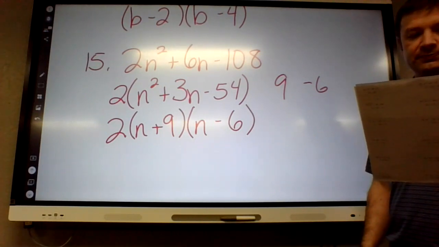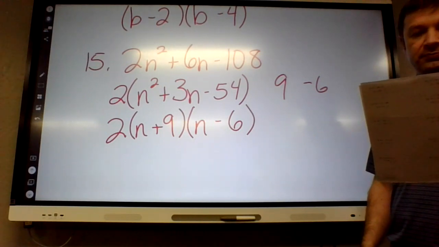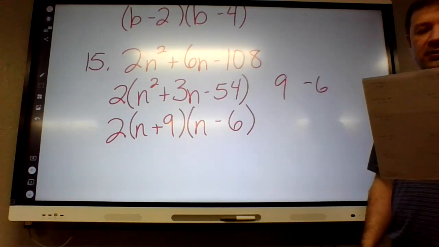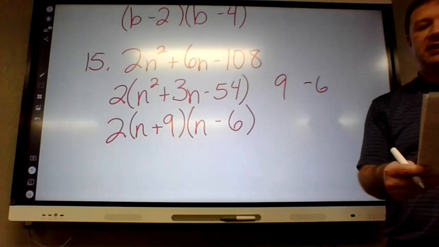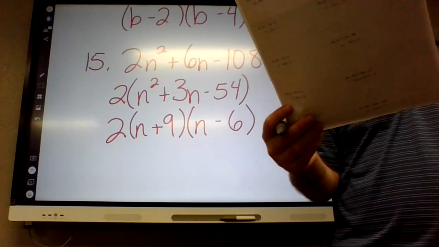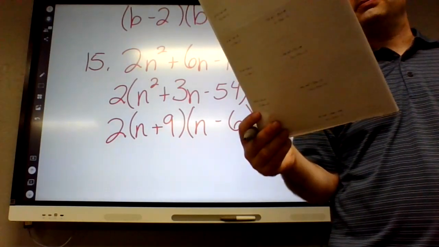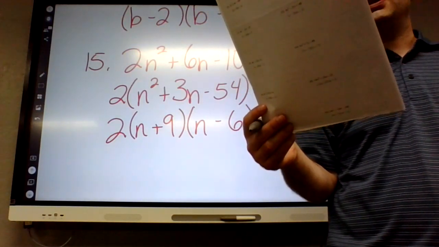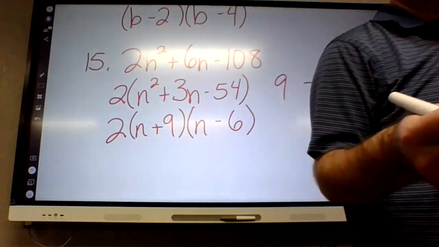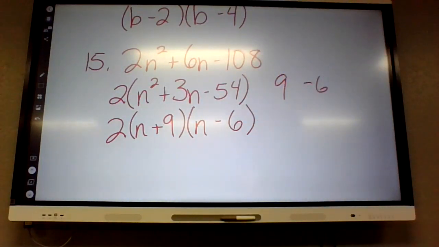Anything else? 12. No. On 12 you can take a 7 out of the last two, but you can't take it out of the first term, so you can't take anything out. Notice it starts counting at 11 again. It goes 15, 16, 11, 12, because I put two assignments together.